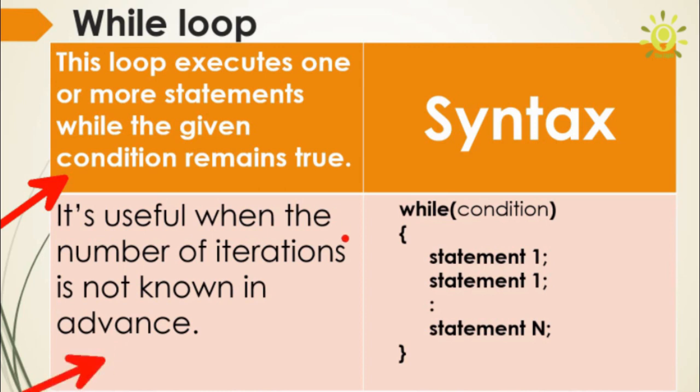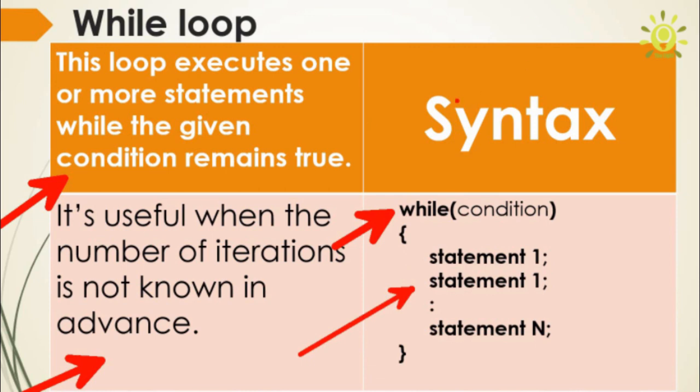The syntax of the while loop is to use the while keyword, then within parentheses your condition, and then the statement. If you have more than one statement, then write them in curly braces or delimiters. So guys, this is the body of the loop.